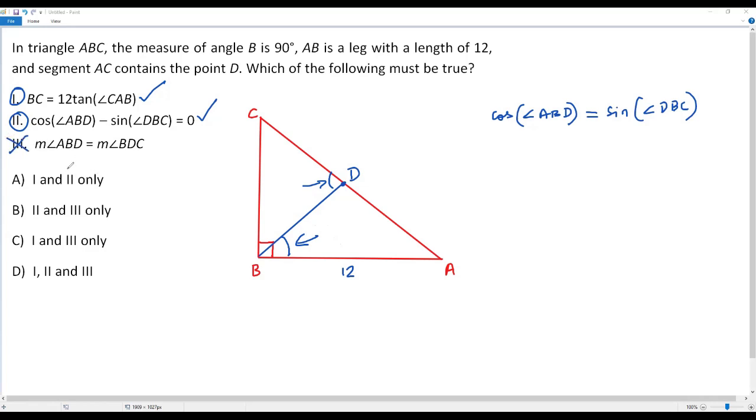So in the given three statements, statements 1 and 2 must be true. We find 1 and 2 in answer choice A. The correct answer choice for this question is A.